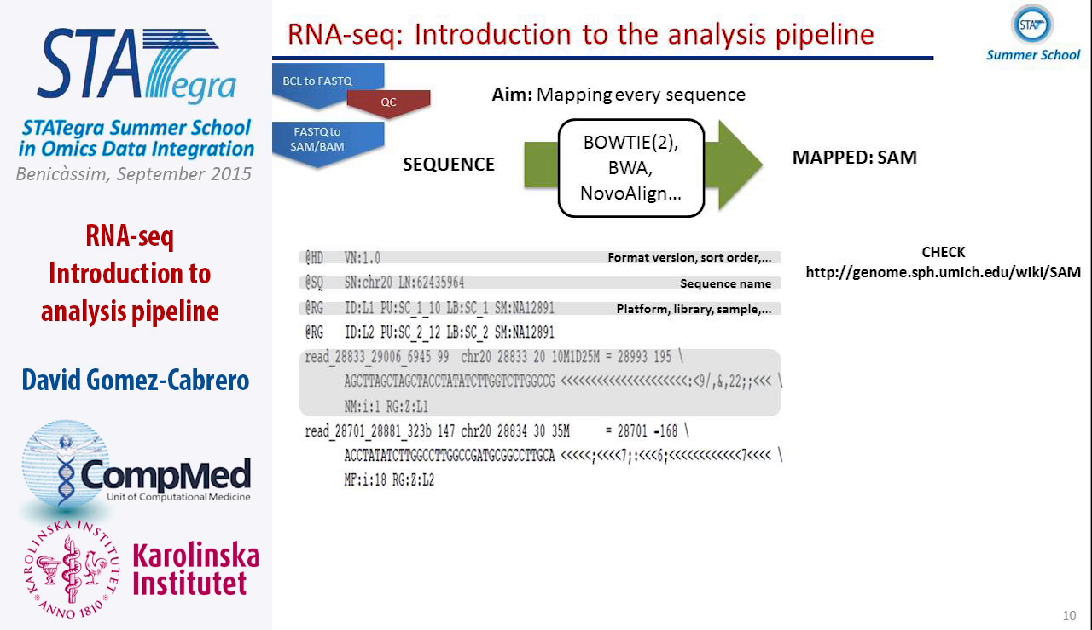You have information on format version, sequence name, platform. Those are probably two of the ones that are most important. This flag is information about whether it is a pair, whether it is single end, whether my mate has been mapped or not, whether I'm a chimera or not, and different other information. And this is the quality of the mapping. And the quality has different values. It depends on the mapping. Bowtie has different ways of approaching it, and you need to look into each one of them.